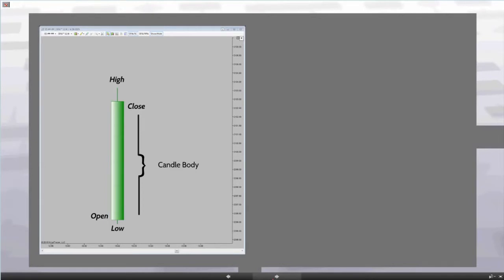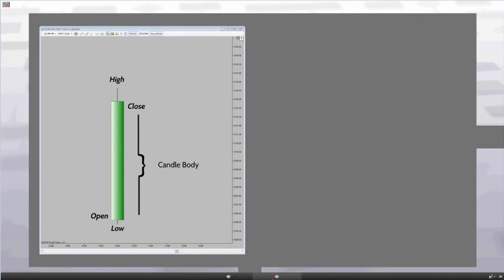bullish or bearish. Anyone? 75% candlestick people in here. Is this a bullish or a bearish candle? Bullish. Very good. Yeah. Okay, so price moved up and it closed higher. So a candlestick person would say that this is a bullish candle.